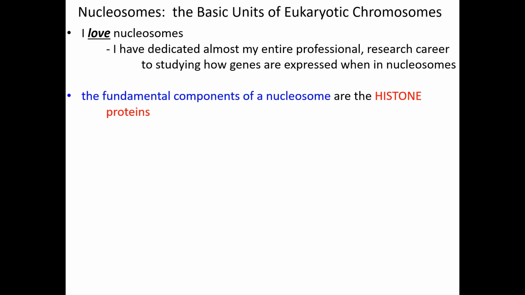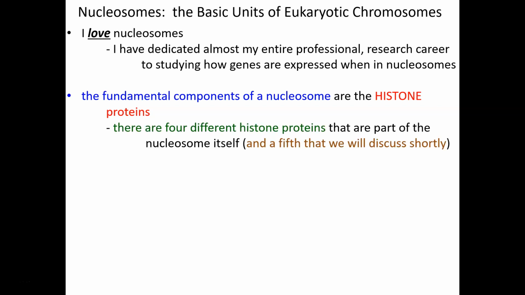The fundamental components of this compacted building block of DNA of a nucleosome are called histone proteins. So we're going to kind of deconstruct DNA compaction and then reconstruct it once we understand what all the players are. So histone proteins are the proteins that allow DNA compaction to occur. There's 4 different types of them. And they come together to allow a nucleosome to form. There's also a 5th histone protein that we'll talk about a little bit later.